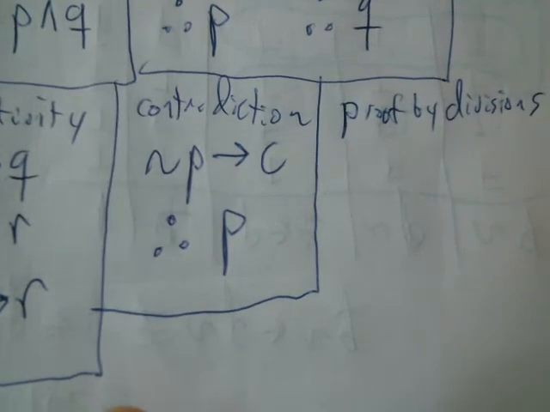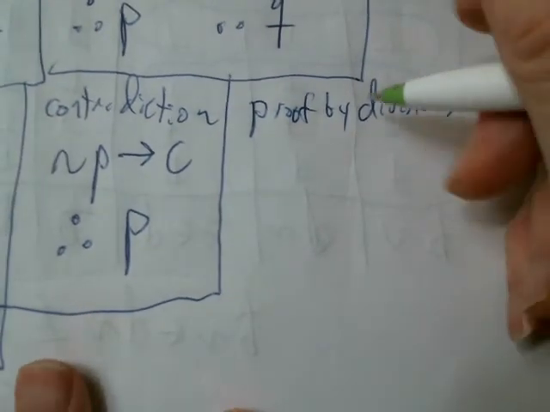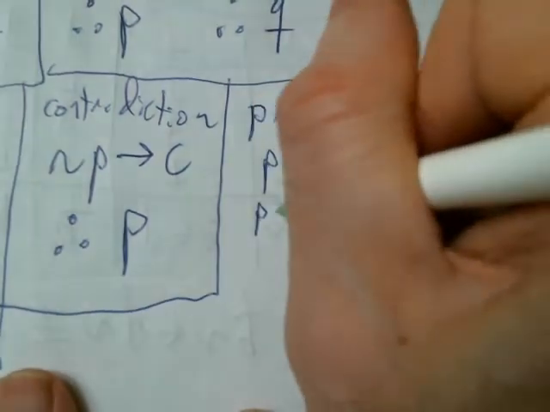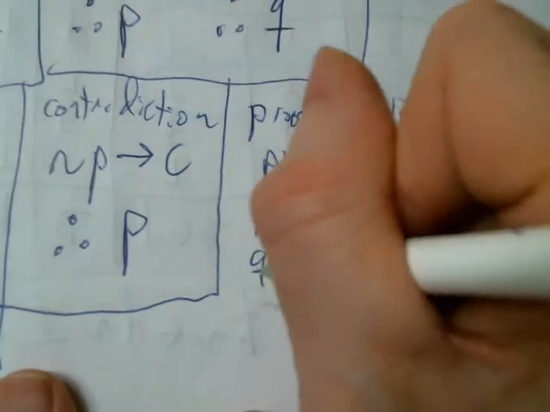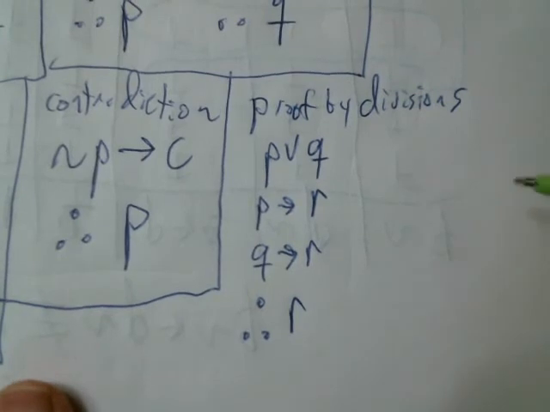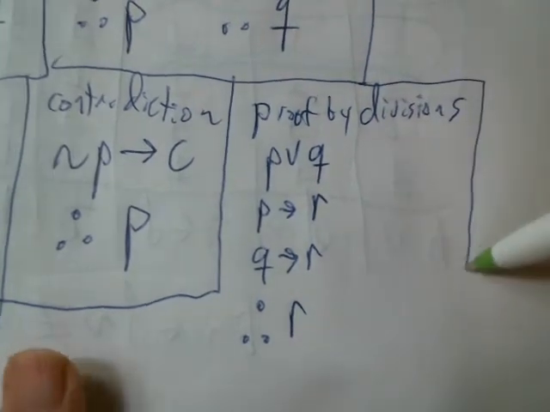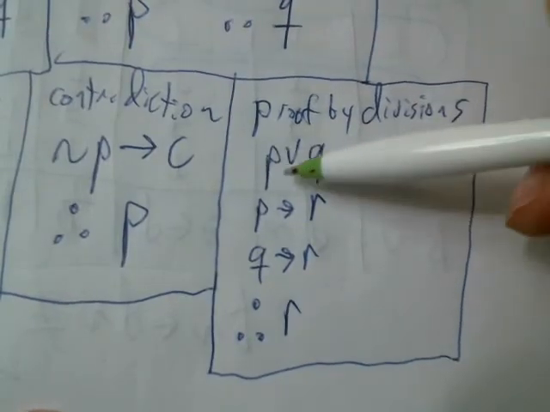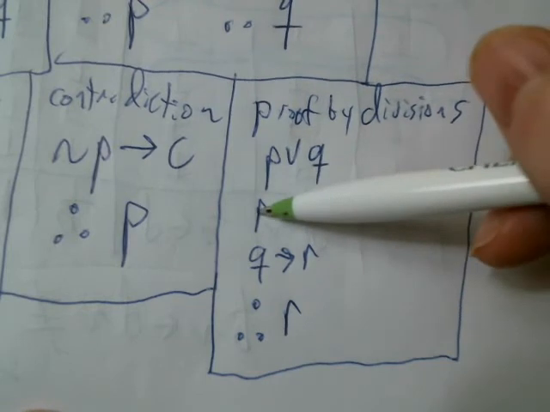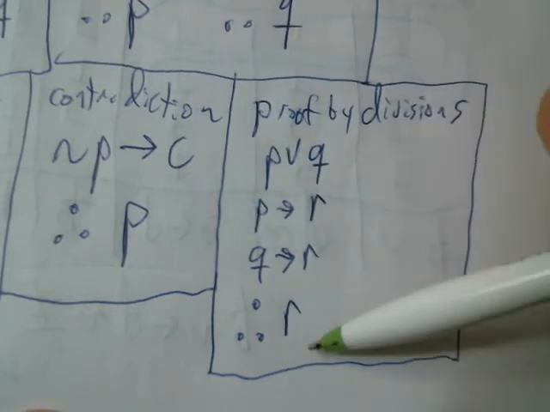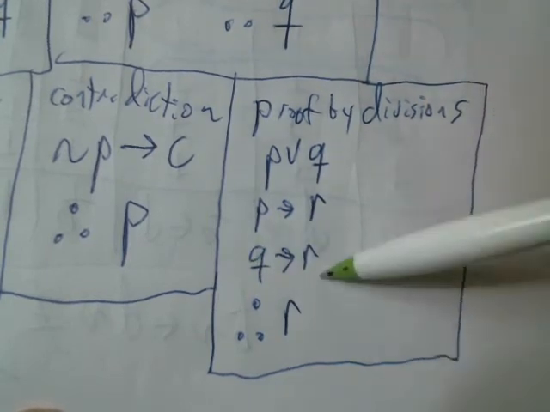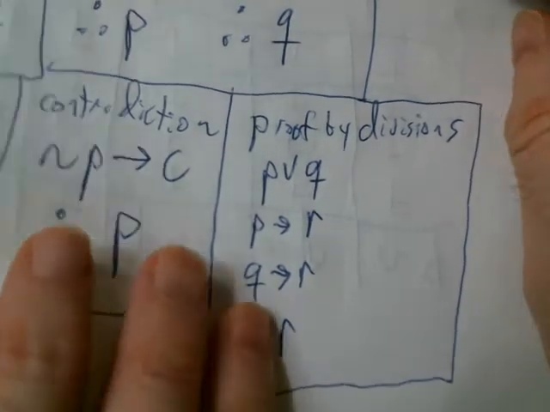Proof by division into cases. Now these kinds of arguments, these valid arguments, are getting a little more obscure. P or Q, if P then R, if Q then R. You can conclude R in that case. So basically you have this statement is true, so you know either P or Q is true. If P is true in this statement, then R has to be true. Or if Q is true in this statement, that'll imply R is true. In either case, you have that R is true.